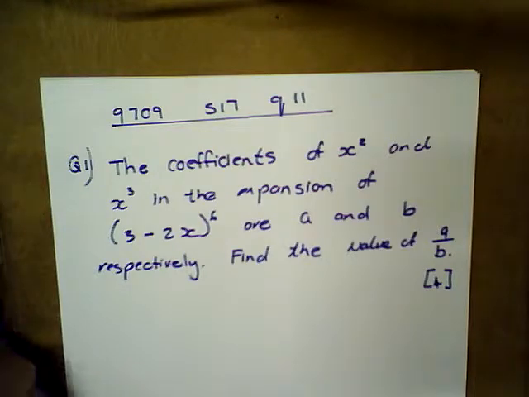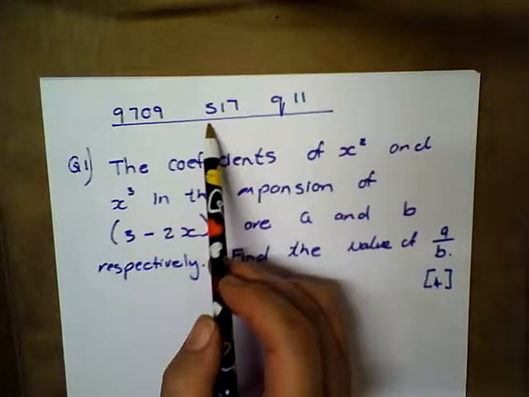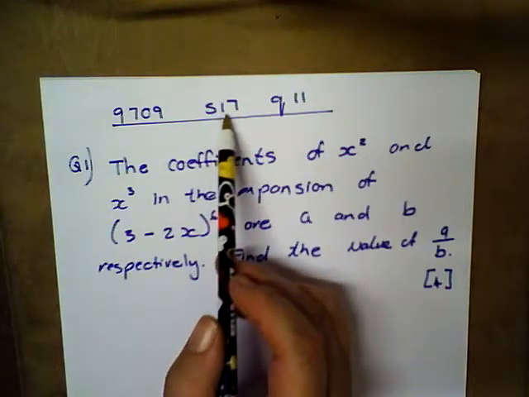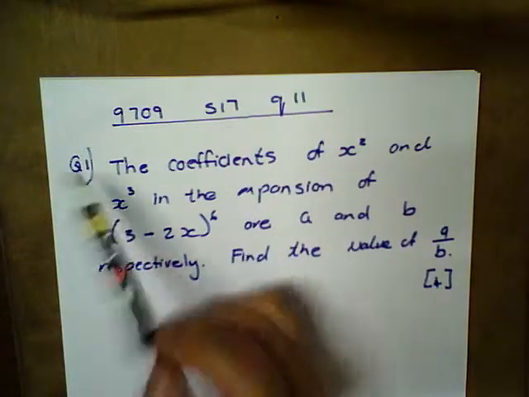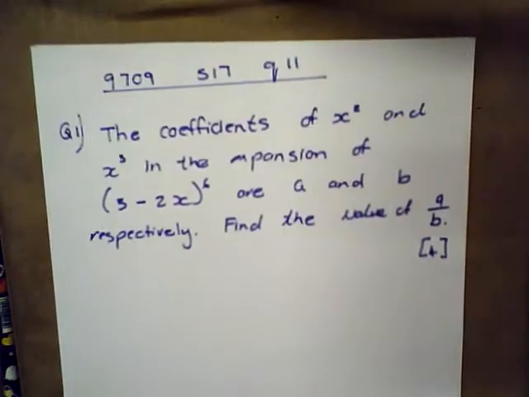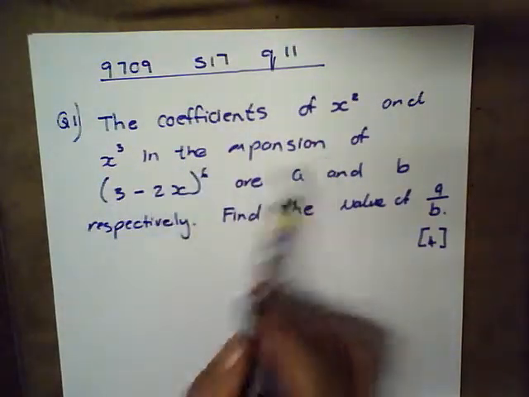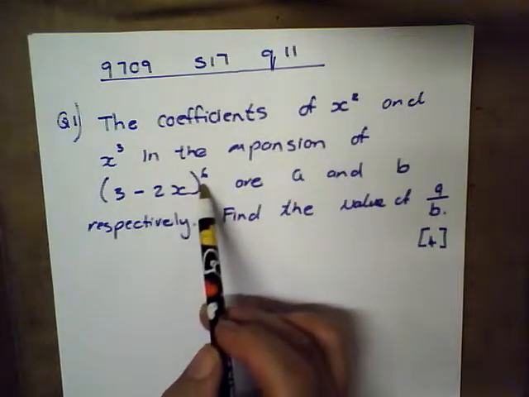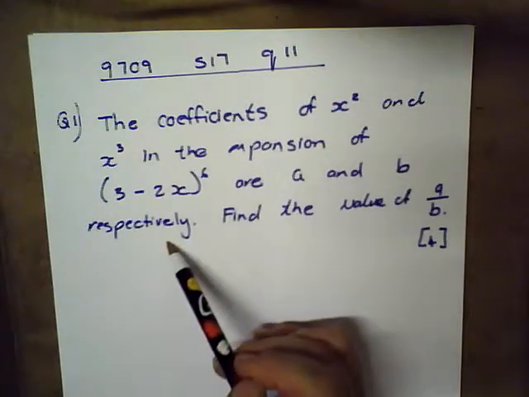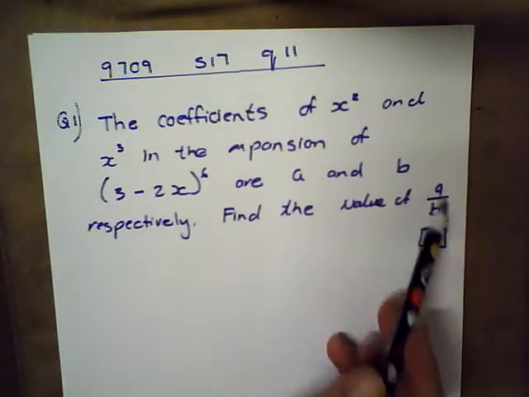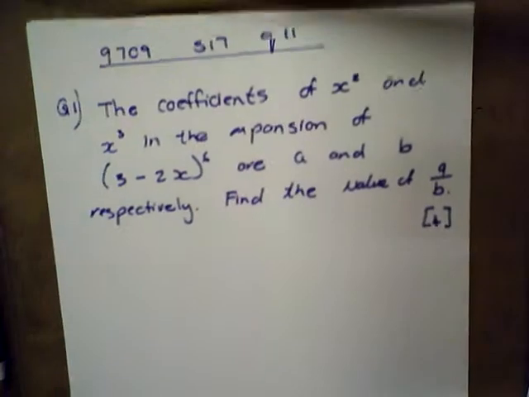Okay, so this is from a paper, it's May/June paper 2017, question paper 11. This was question 1. The coefficients of x squared and x cubed in the expansion of (3 − 2x)^6 are a and b respectively. Find the value of a over b. Good, so we need to do a bit here. Let's do the expansion first.